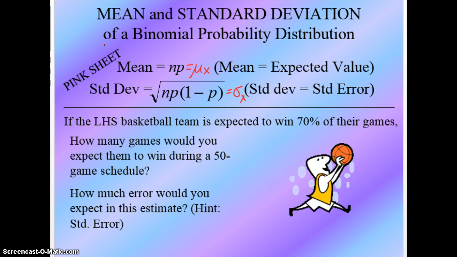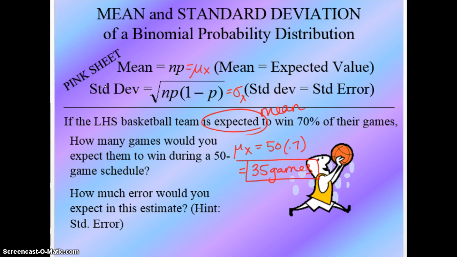So where are we going to use this? Here's an example. If the LHS basketball team is expected to win 70% of their games, how many games would you expect them to win during a 50-game schedule? Expect is another word for mean, or what would they average? Logic tells us that they would win 70% of their games. So the mean of x, if we go by the formula, is 50 times 0.7, which is 70% of their 50 games, which is 35 games. So hopefully that is logical as well as easy just to use the formula.